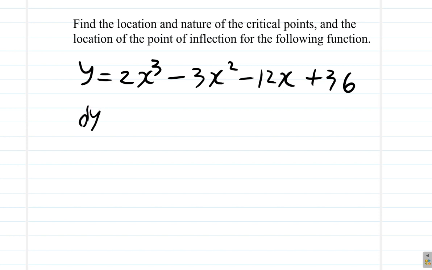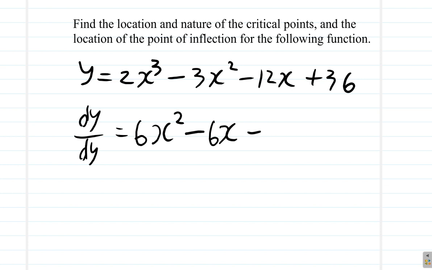So the gradient function, we will differentiate. dy by dx is equal to 3 times 2. You multiply by the power. 3 multiplied by 2 is going to be 6, x to the power, the old power minus 1 gives you the new power. 3 minus 1 is 2. Minus 2 times 3 is 6, x to the 2 minus 1 is 1. But you don't really need to put the 1 there.